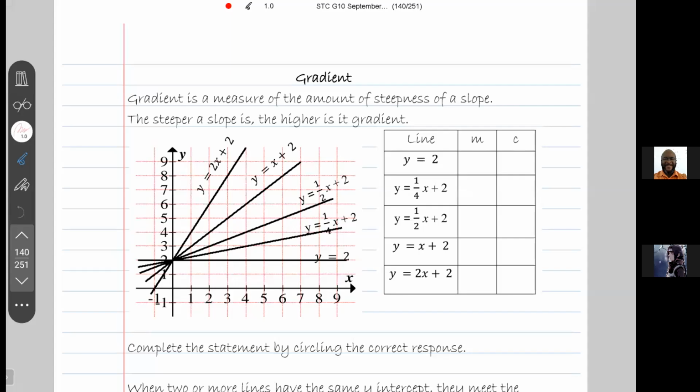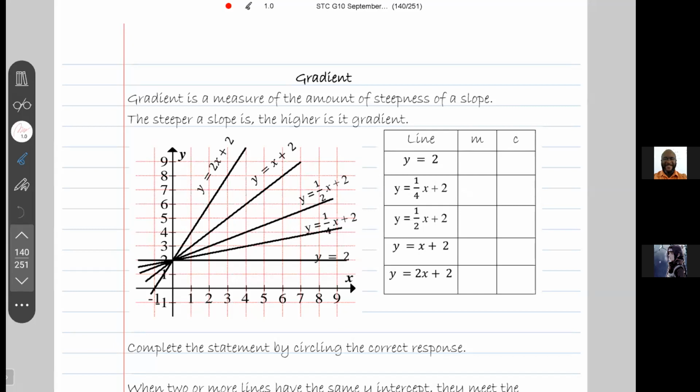All right, guys. So we've been hearing the term gradient. So now we're going to try and see if we can understand what gradient means. Now, gradient is a measure of the amount of steepness of a slope. I think the Americans would call gradient slope, but gradient is actually a measure of the amount of steepness of a slope.